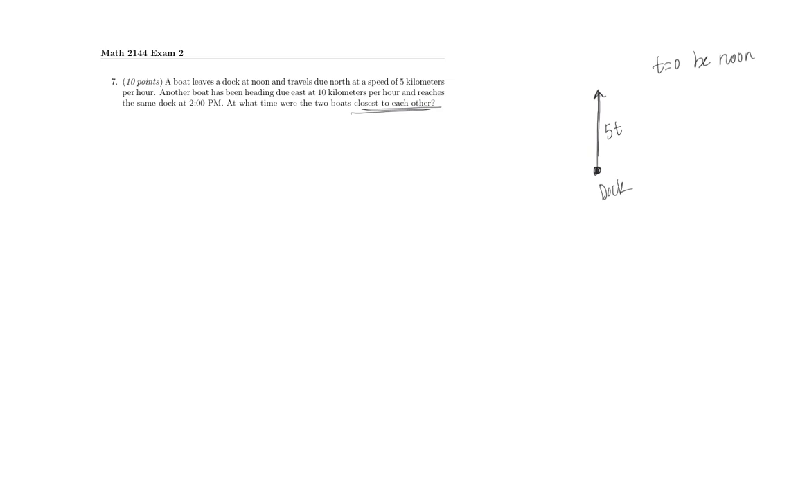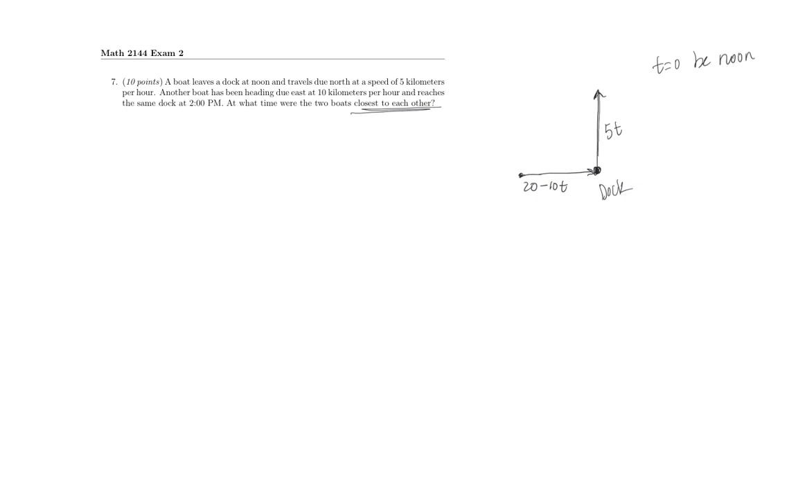Okay. This other boat is reaching the dock at 2 p.m., right? So where is that boat at noon? Well, I know that boat is traveling east at 10 kilometers per hour. So if it reaches the dock at 2 o'clock, then that means at noon it was 2 hours out, which would be 20 kilometers. So that's going to be 20 minus 10t, because every hour it's getting 10 kilometers closer to the dock. So that is that one.